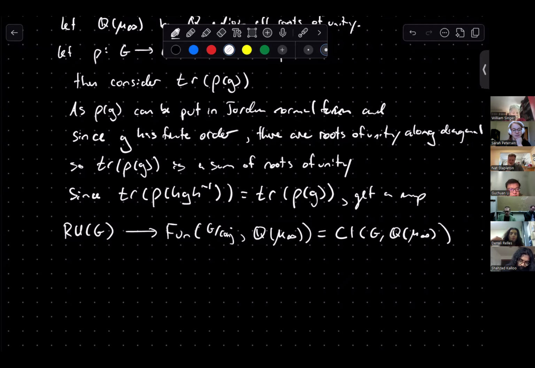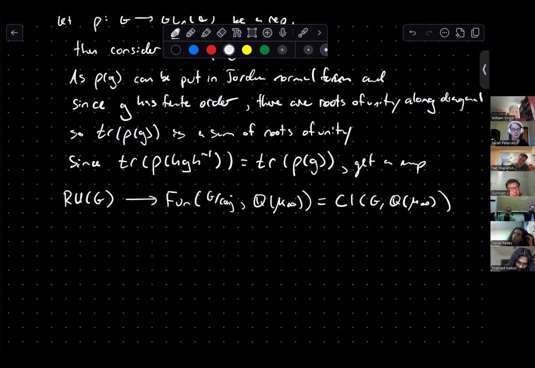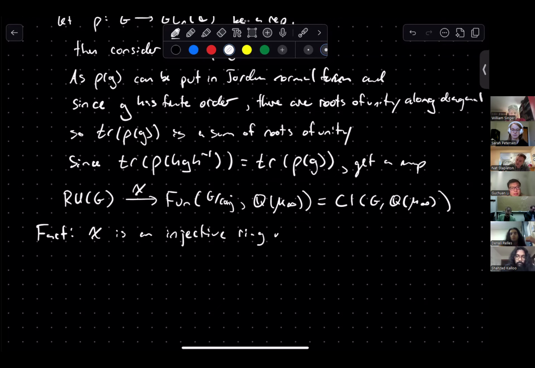And so this gives us a map from RU of G to a very simple ring. As a ring, this is just the product over G mod conj of Q adjoin mu infinity. And it turns out that, so here's another fact I'm going to hit us with. I'm going to call this map chi. Chi is an injective ring map.